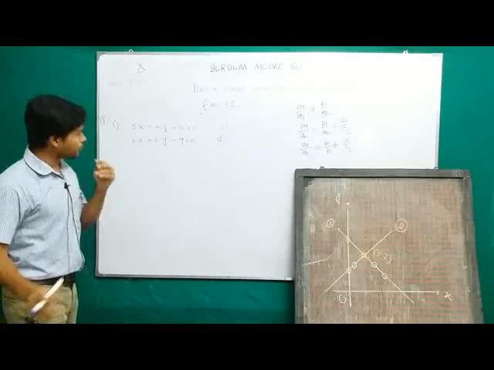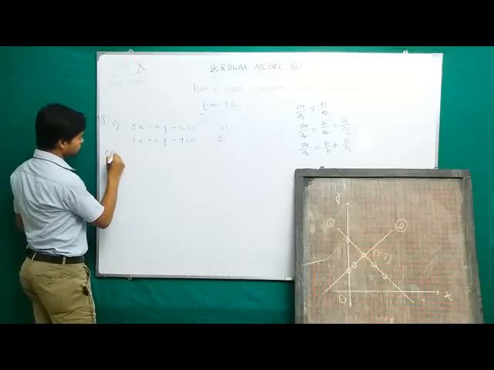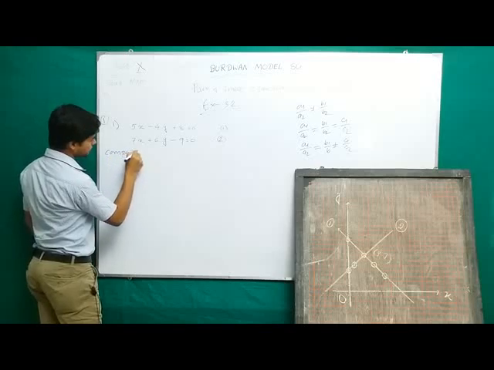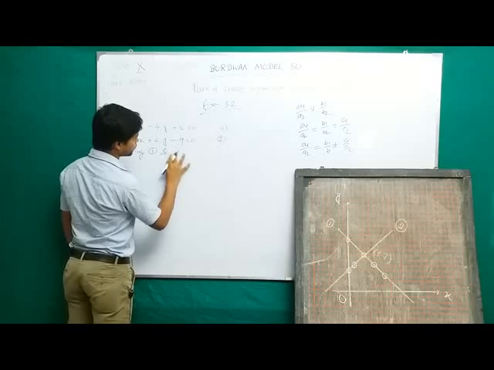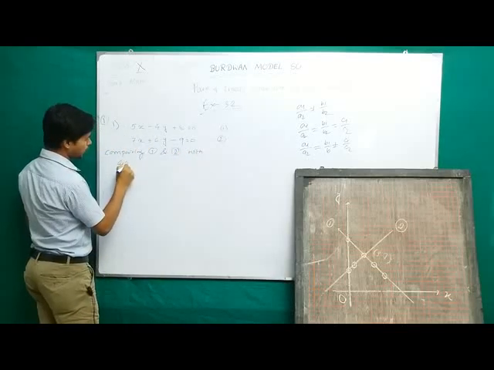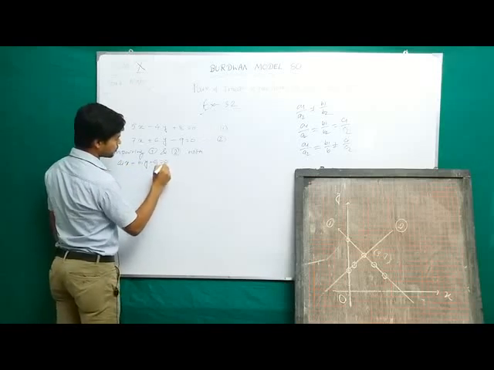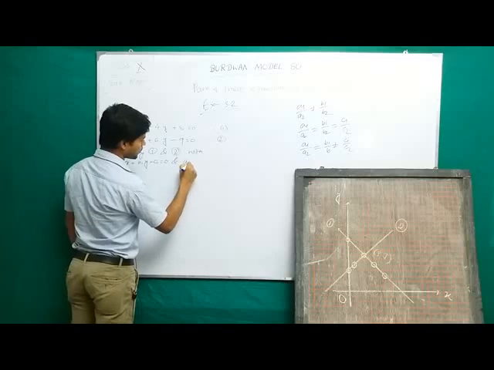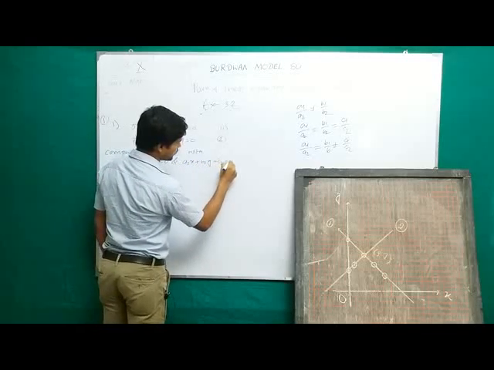Now what you have to do, first we have to compare equation number 1 and equation number 2 with a1x plus b1y plus c1 is equal to 0 and a2x plus b2y plus c2 is equal to 0.